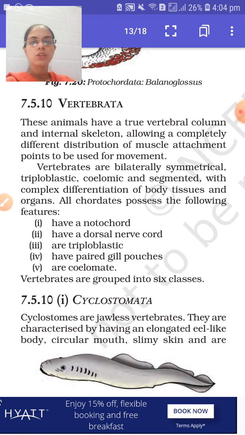Good afternoon, students. Last time we covered the protochordates. Today we will go with the vertebrates. These animals have a vertebral column, a true vertebral column. See, there is a difference between the vertebral column and the spinal cord. The spinal cord is the nervous tissue which is covered by the vertebral column. Vertebral column means the vertebrae, or you can say bones, which are covering the spinal cord.